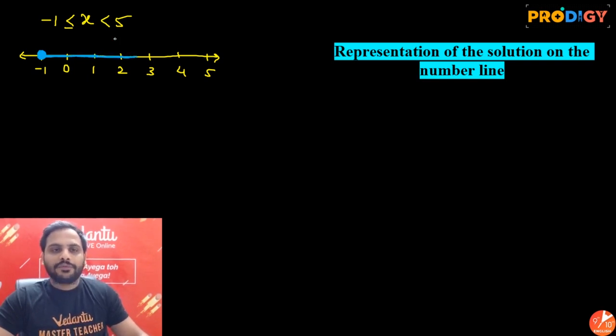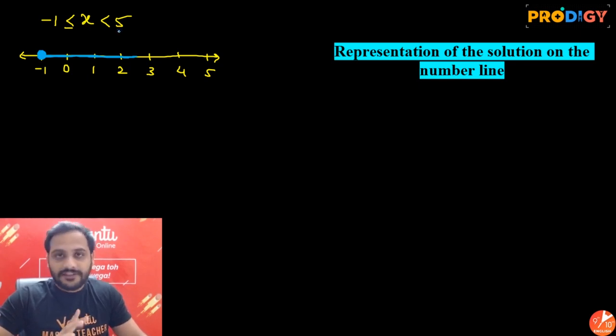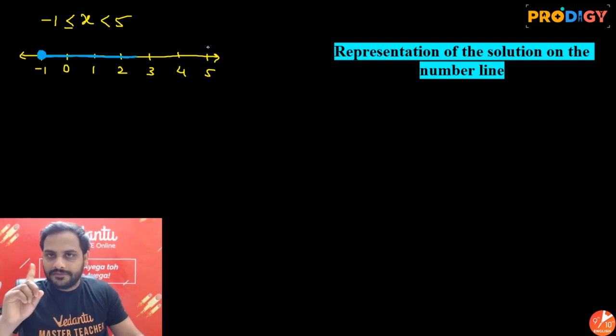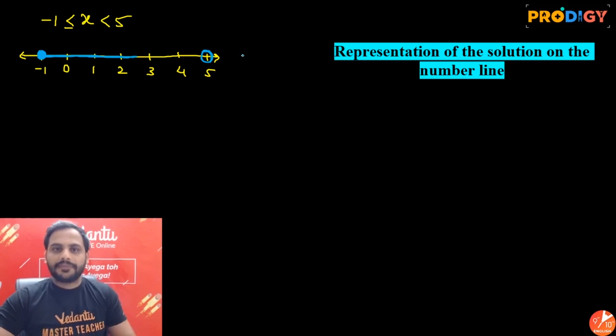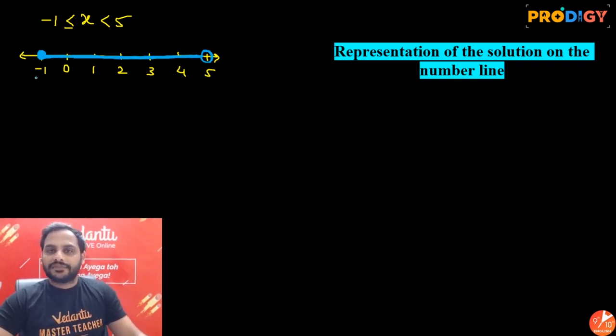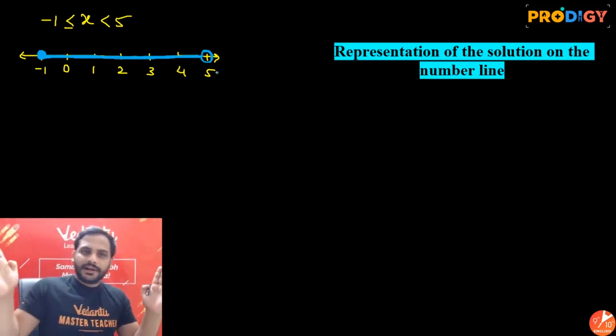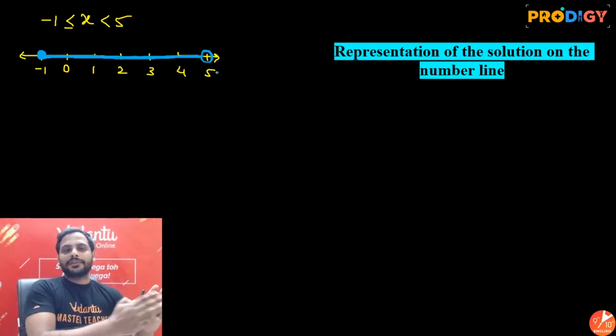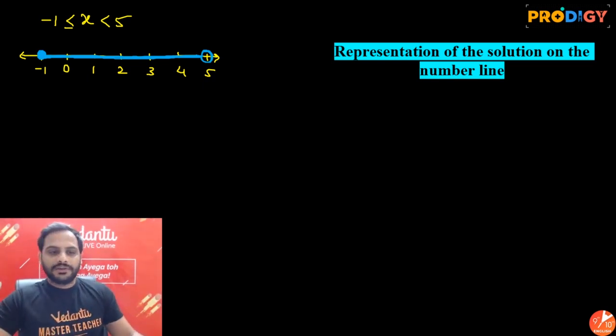Till what point will I move? I will move till 5, because it is saying x should at the same time be less than 5. So x cannot be 5. X has to be less than 5. So at x equal to 5 we will make a hollow circle and we will join this. The blue area will represent the value of x. We have -1 included, 5 excluded, and all the values in between.